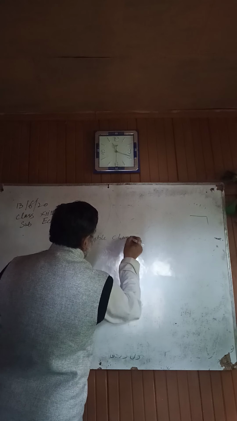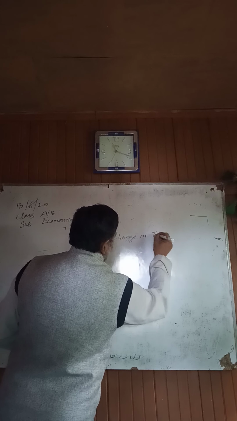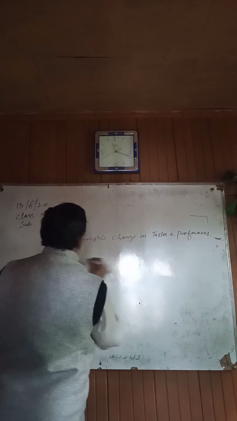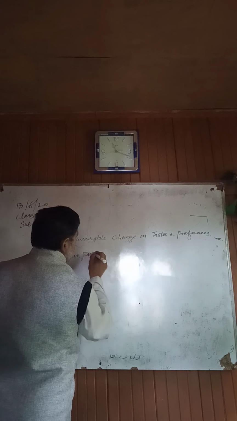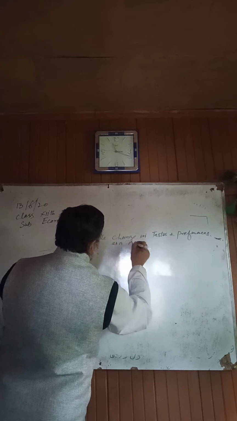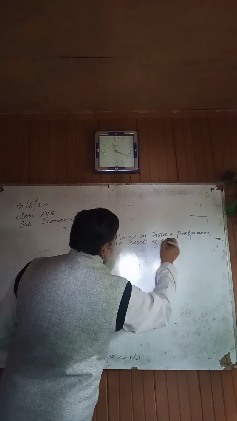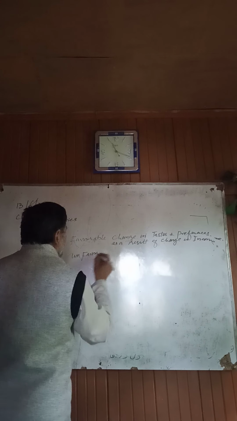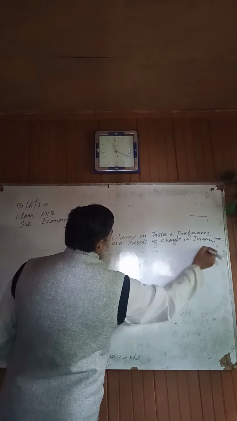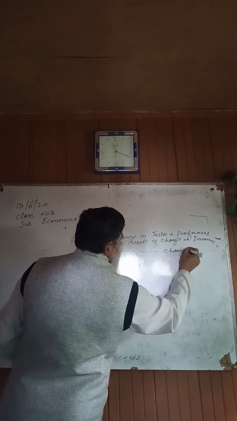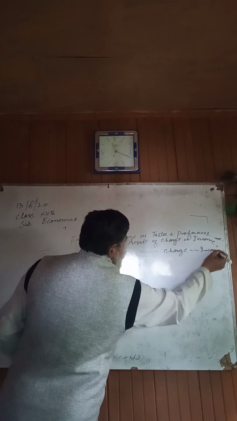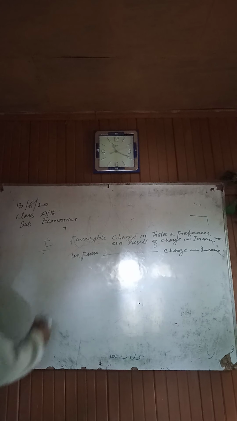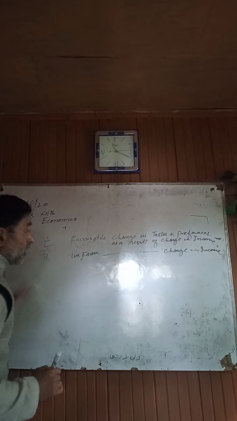Favorable change in tastes and preferences. Unfavorable change in taste and preference as a result of change in income. In the first situation, there occurs a favorable change, and in the second situation, there occurs an unfavorable change. How can we illustrate it?